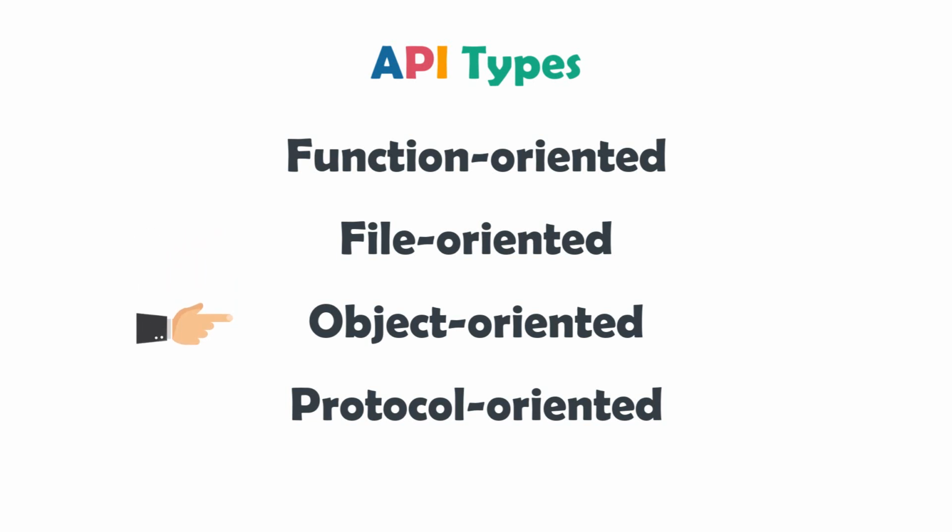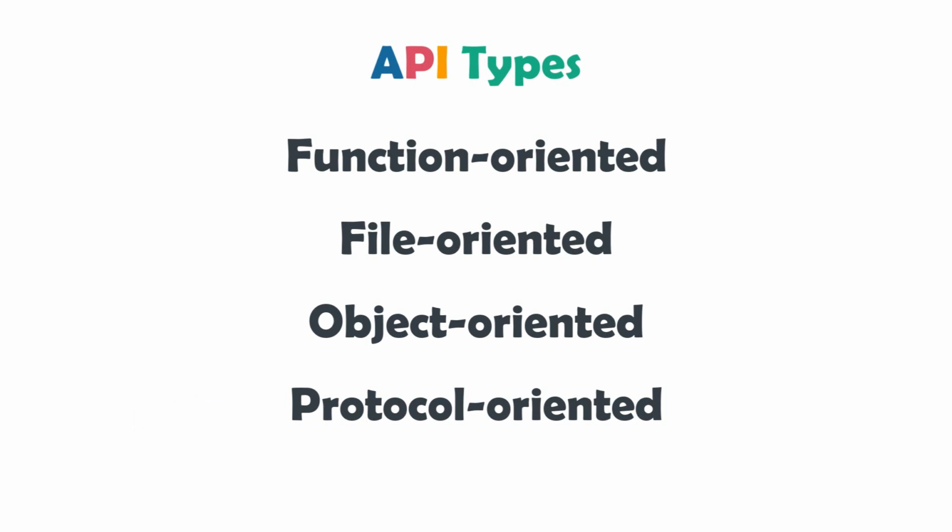Object-oriented APIs work with so-called interface pointers, and are far more flexible than the other API types. Protocol-oriented APIs are characterized by their independence from a defined operating system or specific hardware. As the name suggests, communication takes place via protocols and libraries.